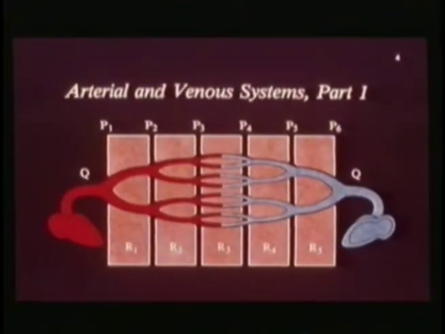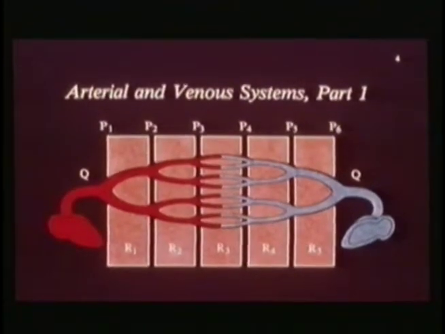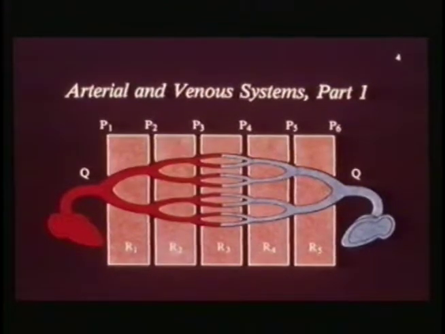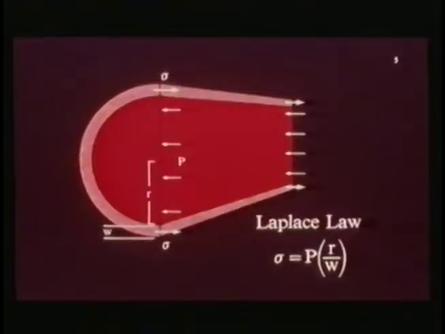4. In Part 1 of arterial and venous systems, we discussed the organization of the vascular network and the distribution of resistance throughout the network. 5. We also discussed the elastic properties of the vasculature, capacitance, and the force balance between transmural pressure and the circumferential stress described by the Laplace law.